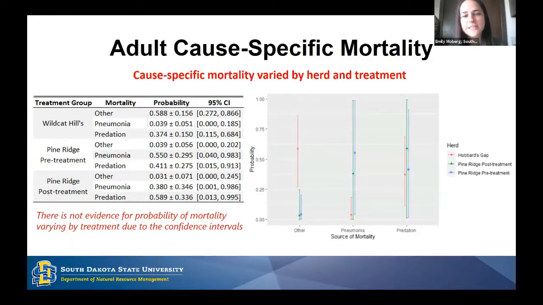And our cause-specific mortality, I varied it within this global model by herd and treatment. And as you can see, our credible intervals are quite large, so we don't really have any statistically significant evidence that mortality varying by treatment was reduced, or for pneumonia, sorry.